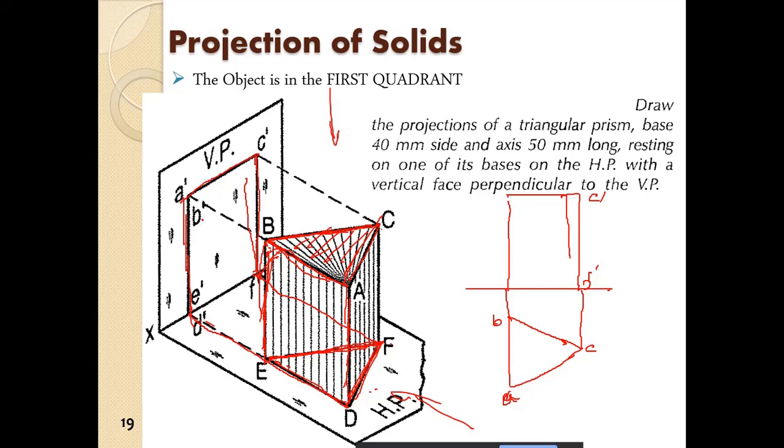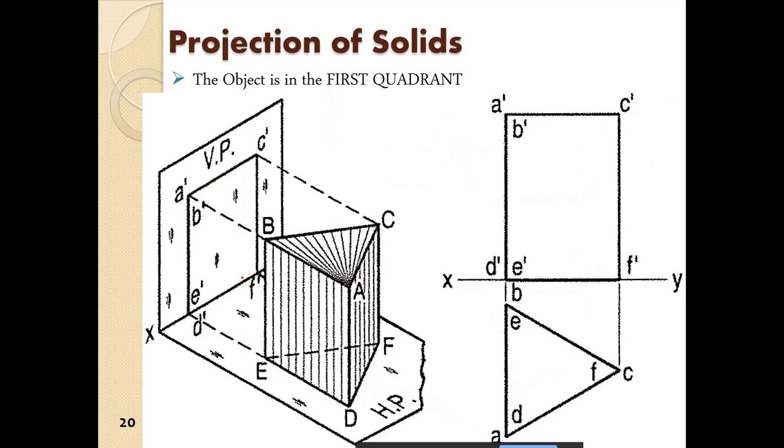So here they have mentioned that B dash and E dash is hidden. So this is D dash, and this is A dash. So basically we will see this surface, and the rest of the prism will be basically hidden. Right, so this is the solution.